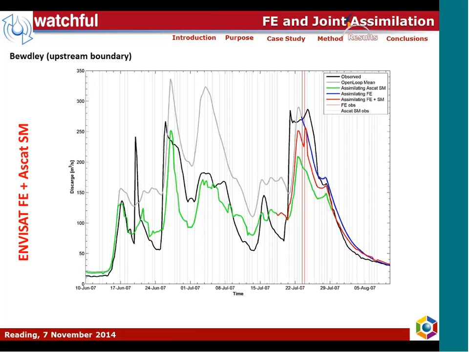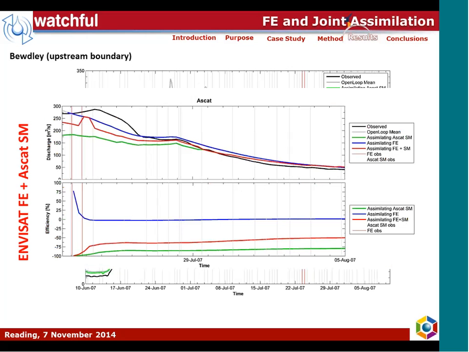For the first part of the flood peak, we didn't have any information on flood extent. It's only late in the event, at the end of July, where two satellite acquisitions were available for updating the model. And what we could see is that the soil moisture data assimilation in this case would have even led to a significant decrease in model performance. But the flood extent data assimilation, on the other hand, helped us to slightly improve the stream flow predictions.